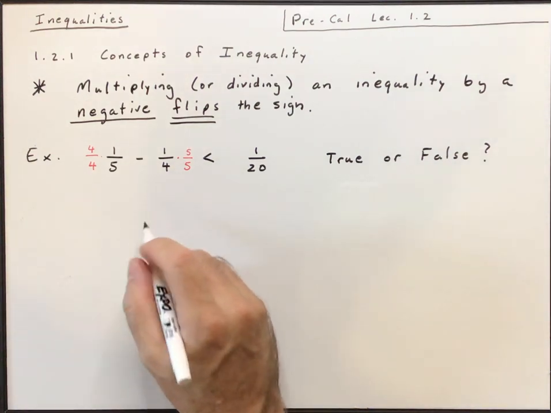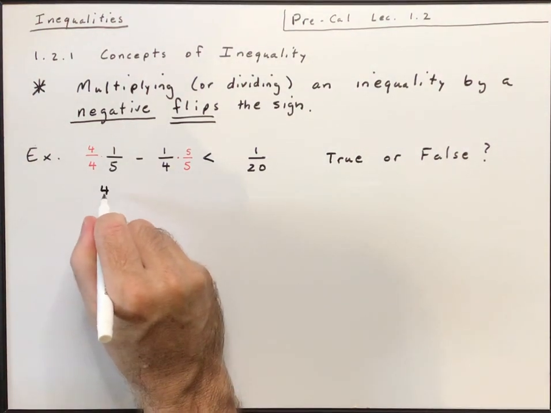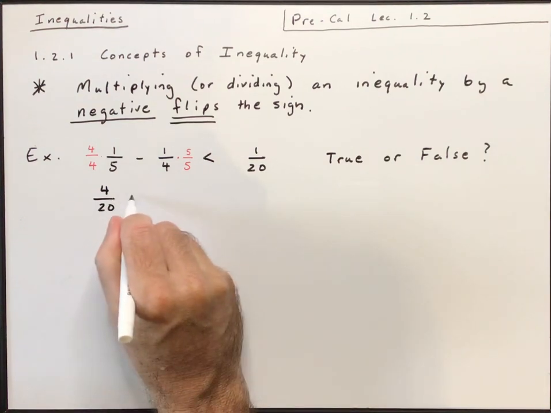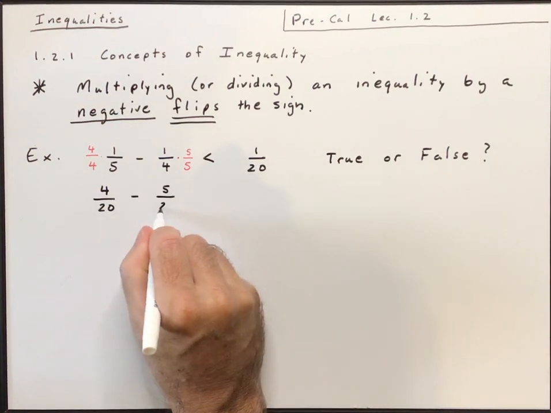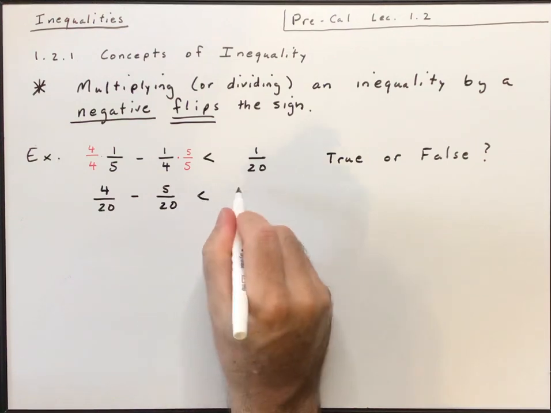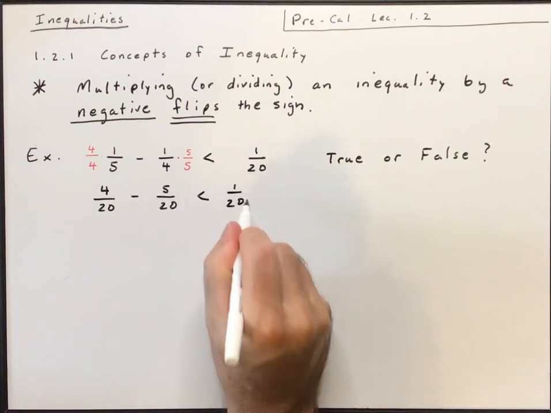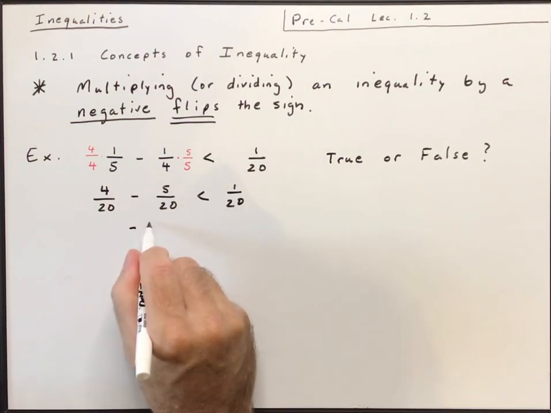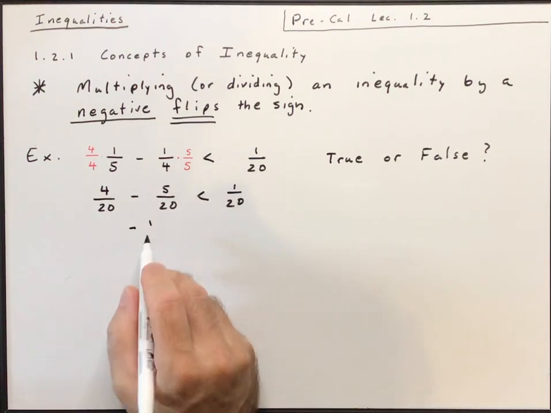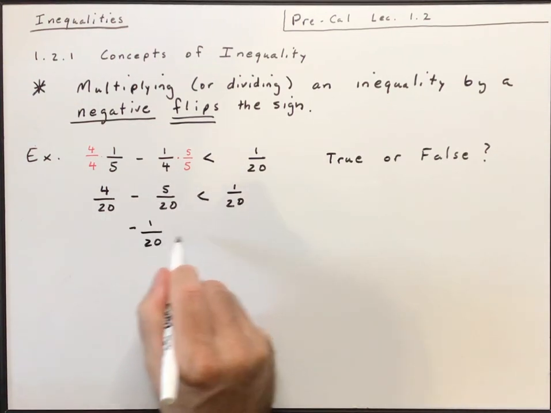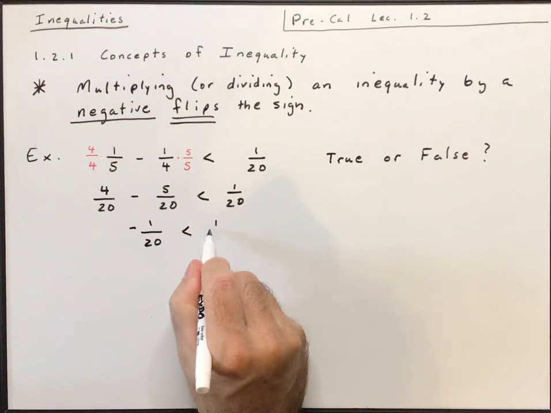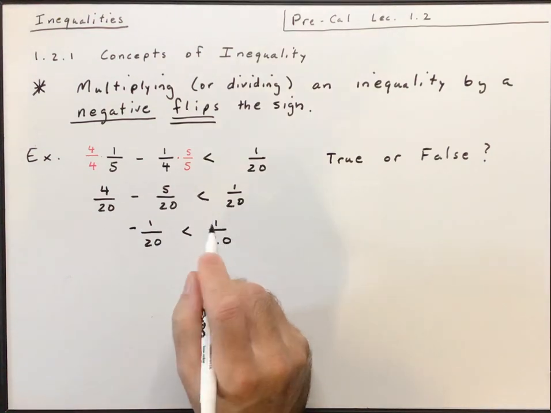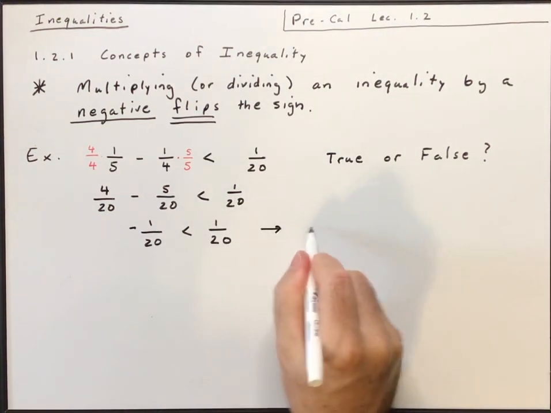So that would give you 4/20 minus 5/20 is less than 1/20. So that's -1, 4 minus 5, -1/20 is less than 1/20. So, hey, that's true.